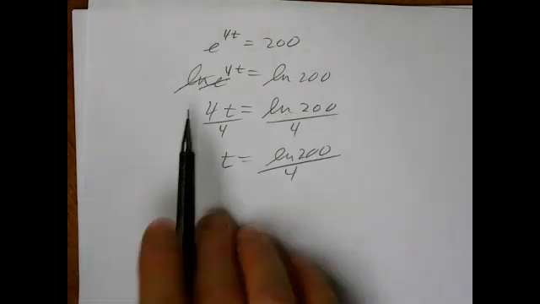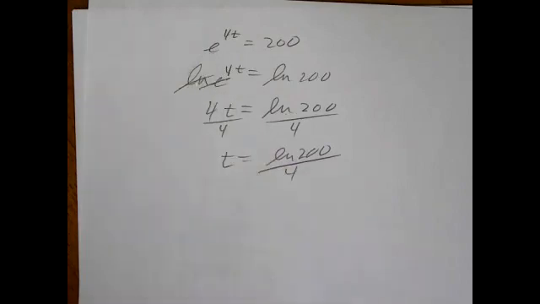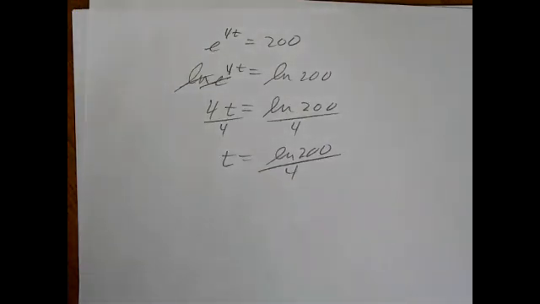But again, this time, since there was an e in the problem, I chose natural log. If there was a base 10 in the problem, I would choose common log. If you don't have either one, then choose whichever log you want. It won't make any difference. It will not matter in the final answer, okay?